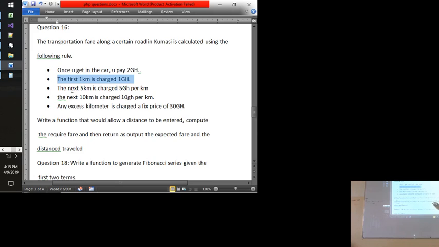And each one is 10 cedis per kilometer. Then anything else is charged a flat rate of 30 Ghana per kilometer. So this is the structure we have to work with. No, how much you pay for kilometer depends on which road you cover.